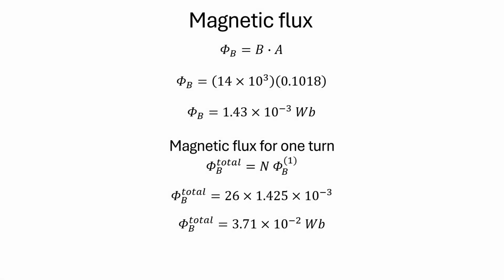The radius of the coil is 0.18 meters. The area of the coil is A equals pi times r squared. So after replacing the radius value, the area is 0.1018 square meters.